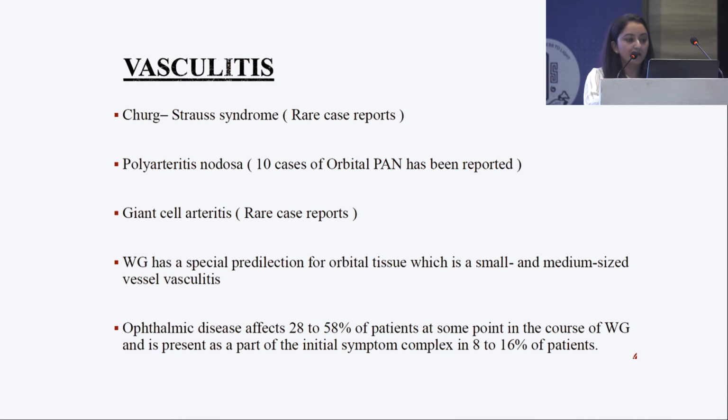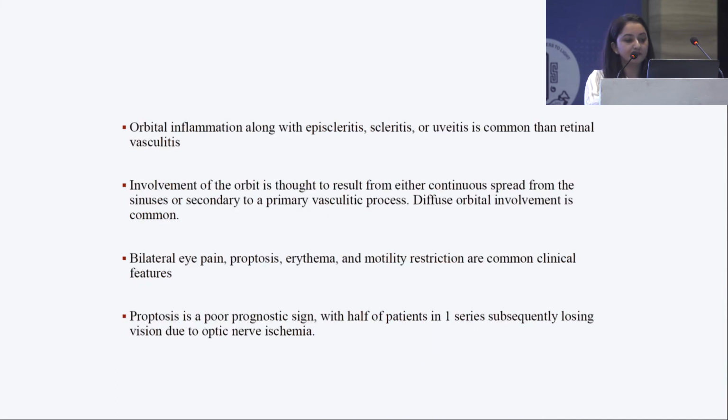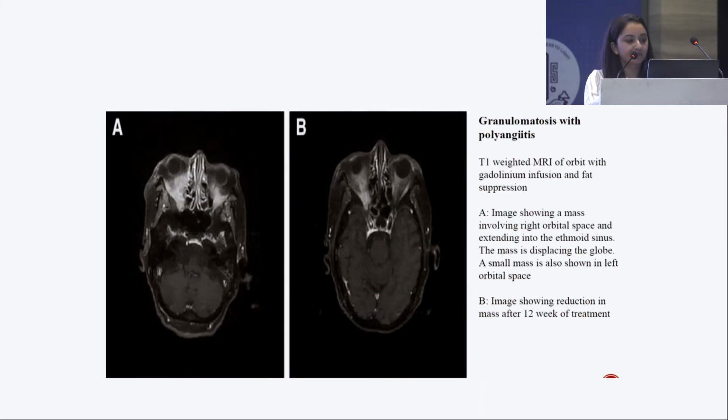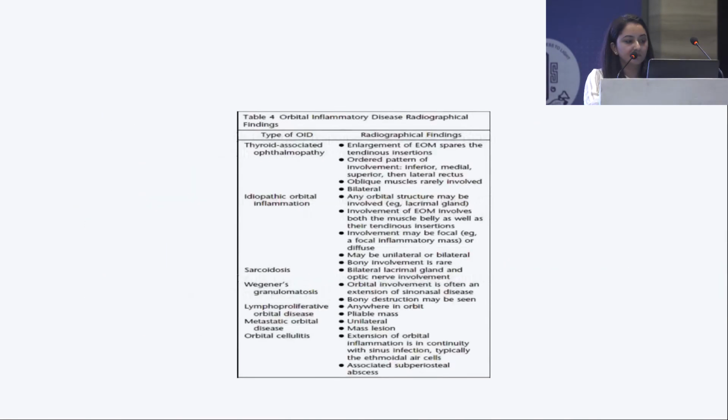Orbital inflammation might be caused by vasculitis also, in the form of Churg-Strauss disease, polyarteritis nodosa, GCA, Wegener's granulomatosis. This has a special predilection for orbital tissue. Ophthalmic disease affects about 20 to 50% of patients at some point in the course of Wegener granulomatosis, and it might be the initial presentation in about 8 to 16% of cases. So this is a brief about the orbital inflammatory disorders and their typical radiological findings.